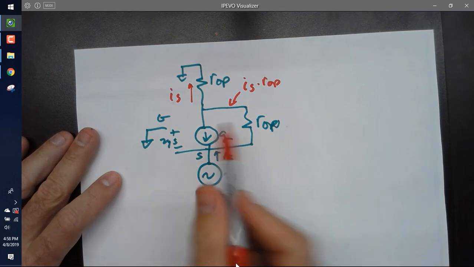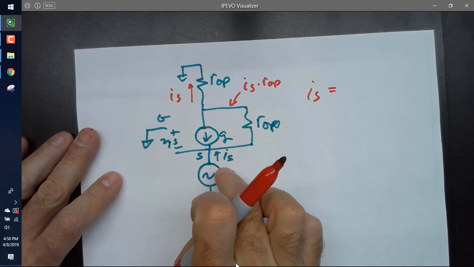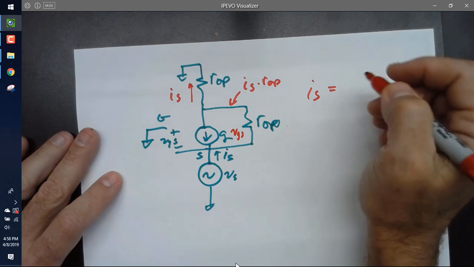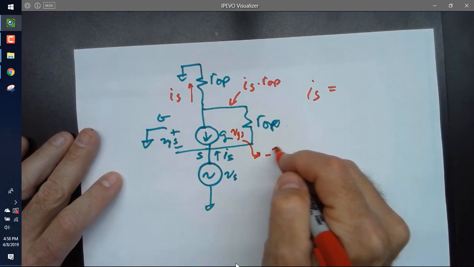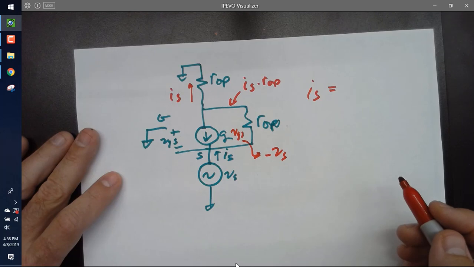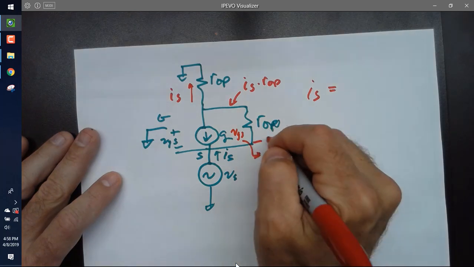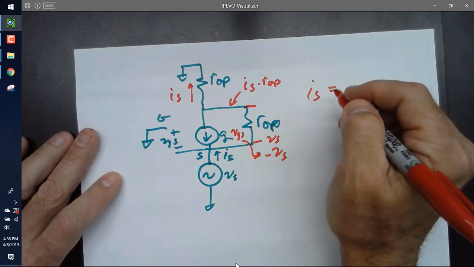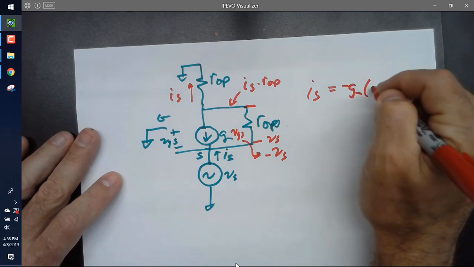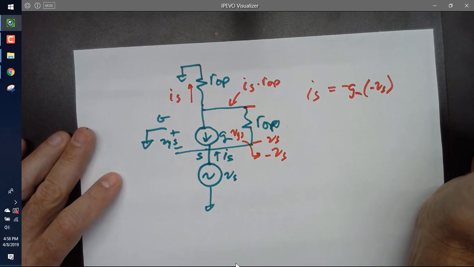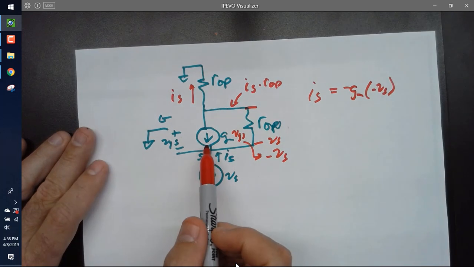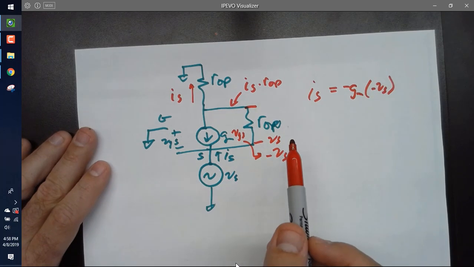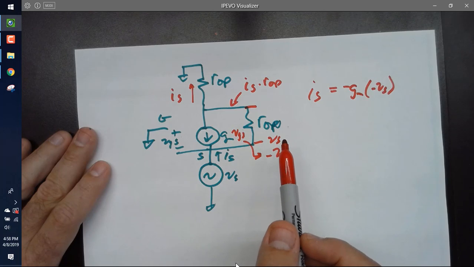So would everybody agree the current going in is IS, and that's equal to, let's say, I should finish this, VGS. And would everybody agree VGS is minus VS? So this side is VS, this side is IS times ROP. IS goes in, that's minus GM times minus VS. That's this current. Anybody agree with that? It's minus because this one's going in and this one's going in. Yay or nay? Proceed or stop?